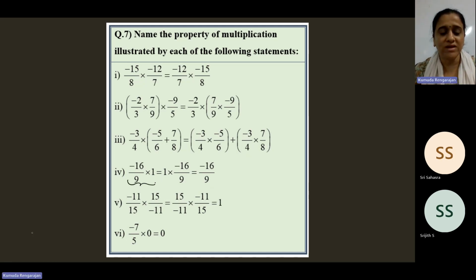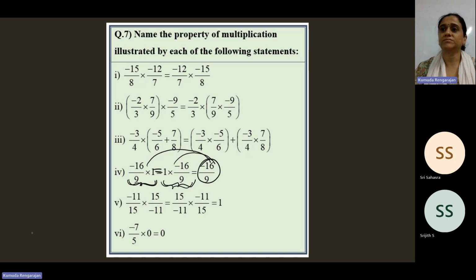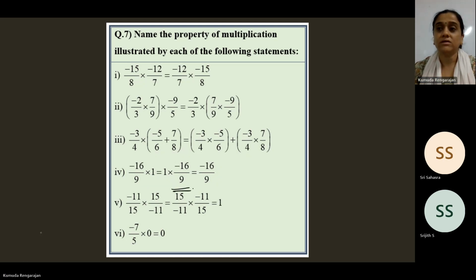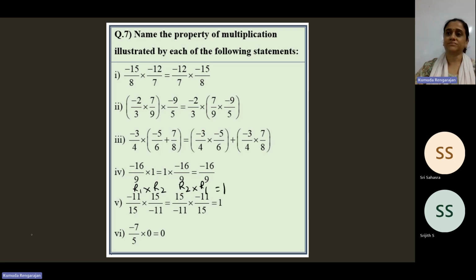What's the answer for this one? It is minus 16 by 9. What's the answer for this one? That also is minus 16 by 9. That's what is written here. This answer is equal to this. So here, what is reflected? The multiplicative identity property. But in the next one, multiplicative inverse property. Inverse, because rational number 1 into rational number 2 is the same as rational number 2 into rational number 1, which is equal to 1.